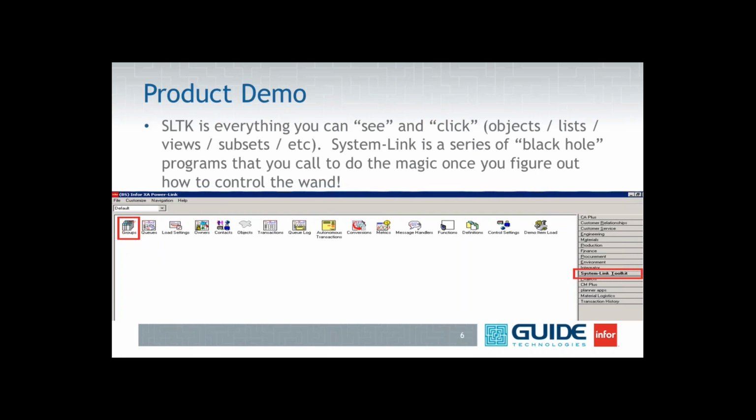We're going to get into the product demo. What I want you to keep in mind is that as we're going through this today, anything that you can see that we click on, that we go into, is part of the toolkit. SystemLink by itself, you may or may not know, is really just a series of what I call black hole programs, and you have to know how to control it with your magic wand. That's what the toolkit does. It allows you to create the request that gets sent to SystemLink. It gets the response back from SystemLink, parses out any errors, or lets you know that it processed successfully.